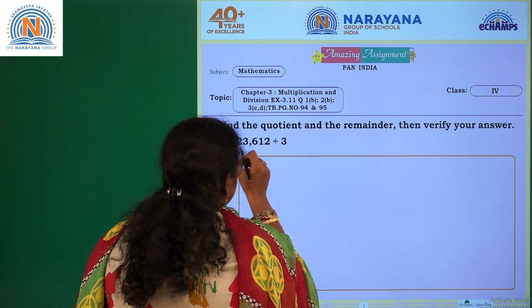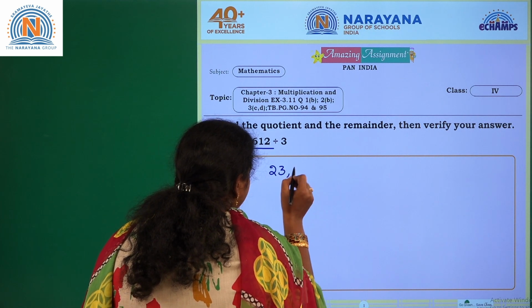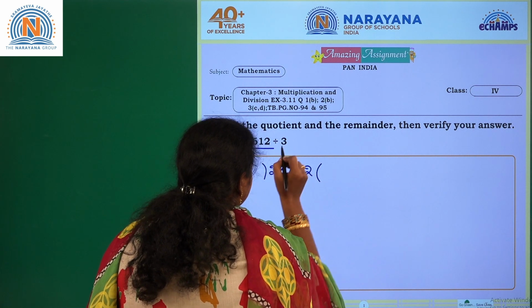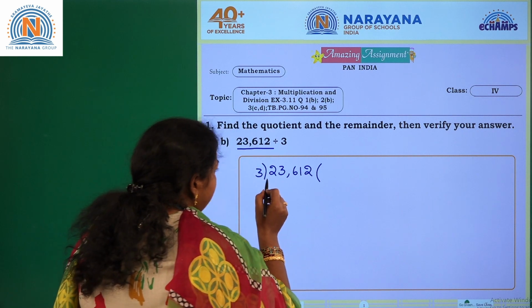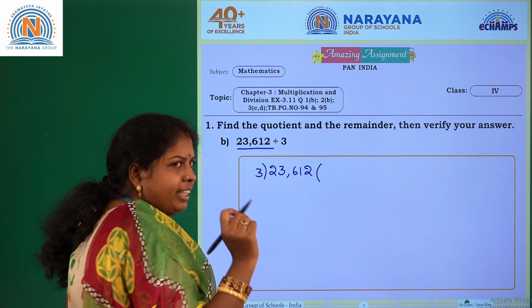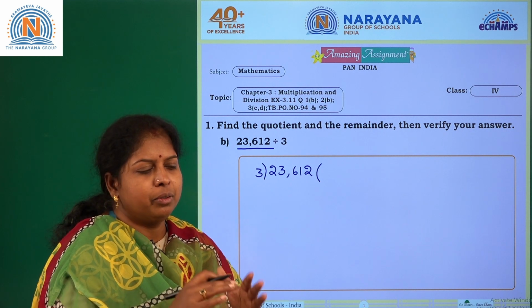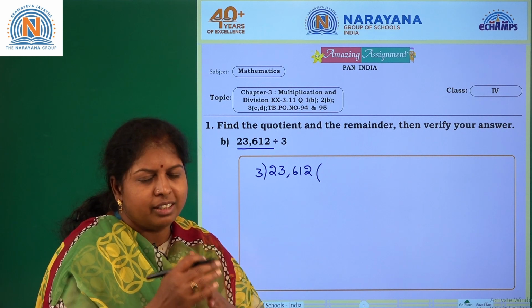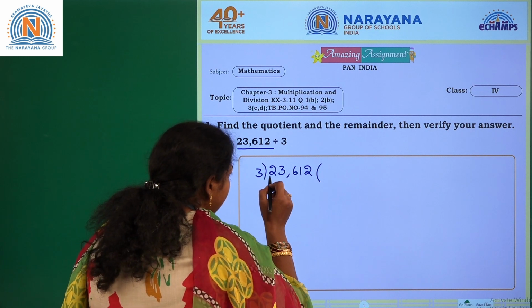What is the given dividend here? It is 23,612. And what is the divisor? 3. Where will you get 2 anywhere in the multiplication table of 3? If you observe the multiples of 3, you won't get 2, right? They will start from 3. So let us go for the number 23.